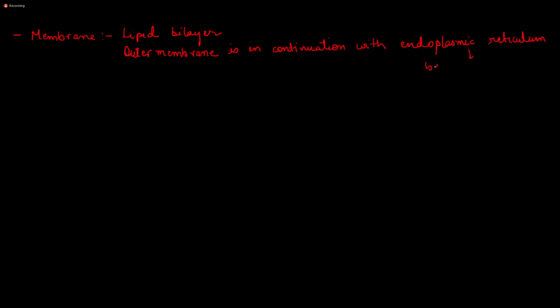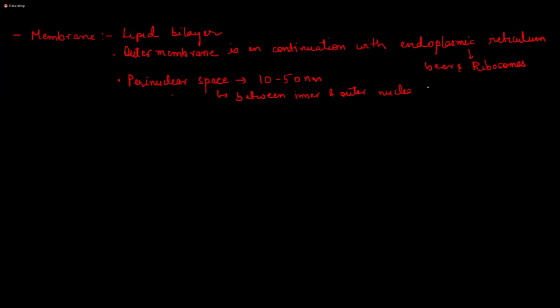And this endoplasmic reticulum bears ribosomes, right? Okay. Now the second thing is the perinuclear space. The membrane has outer membrane, and it also has a perinuclear space. The dimension or diameter of this perinuclear space can vary from 10 to 50 nanometers. And it is a space between what? Inner and outer nuclear membrane. Right. So this is membrane.